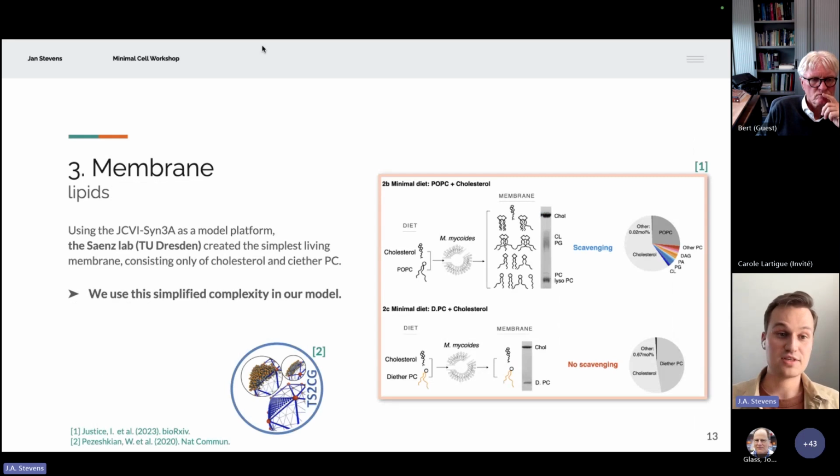The last element of the cell that is still missing is the membrane. So we have the chromosome with the cytoplasm around it. We now still have to encapsulate it with a membrane, which we base on the work that the Science Lab has been doing at TU Dresden, where they looked at these very minimal lipidomic sets. So they looked at only cholesterol and POPC, and cholesterol and DOPC, or diether PC, sorry. And we used these very simple lipid compositions to reduce a bit the complexity of the cell membrane.